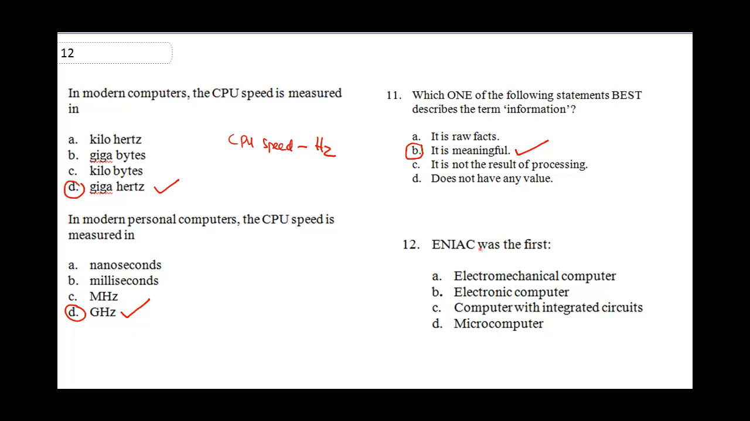Okay, so question 12 says ENIAC was the first one. ENIAC is electronic computers. So our correct answer here is B.